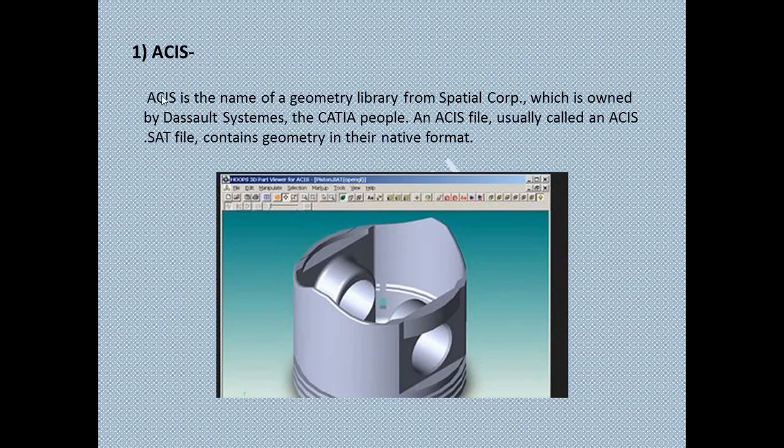First one is ACIS. ACIS is the geometry library from Spatial Corporation, which is owned by Dassault Systemes. An ACIS file, usually called an ACIS .SAT file, contains geometry in its native nature. ACIS is mainly used for high level of design.